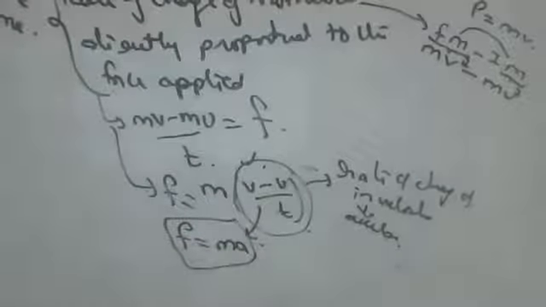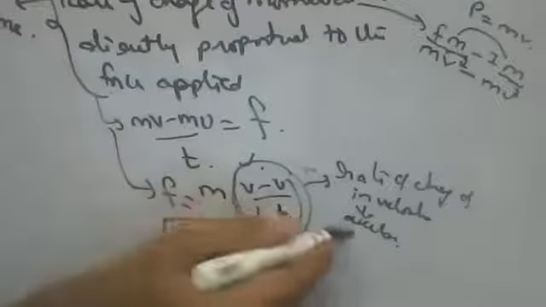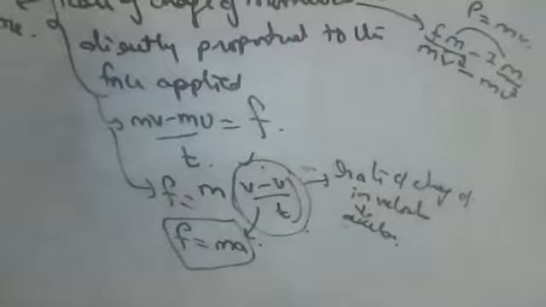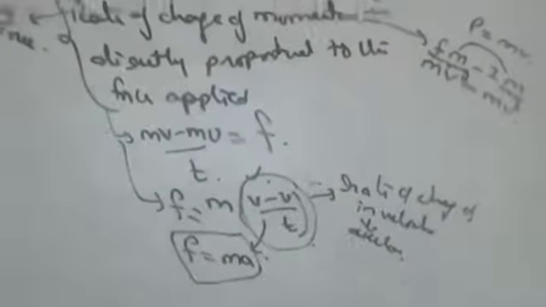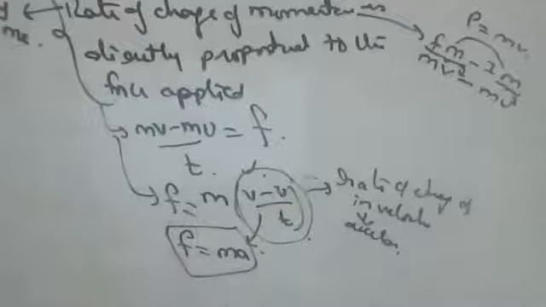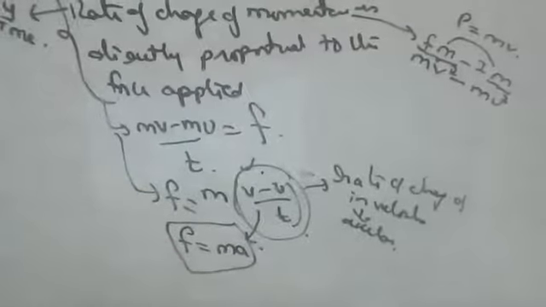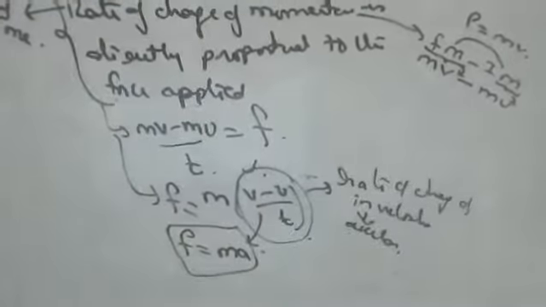Rate of change of velocity is acceleration. Rate of change of momentum is force. So F is equal to ma. All of you try to understand. Hope you are copying.